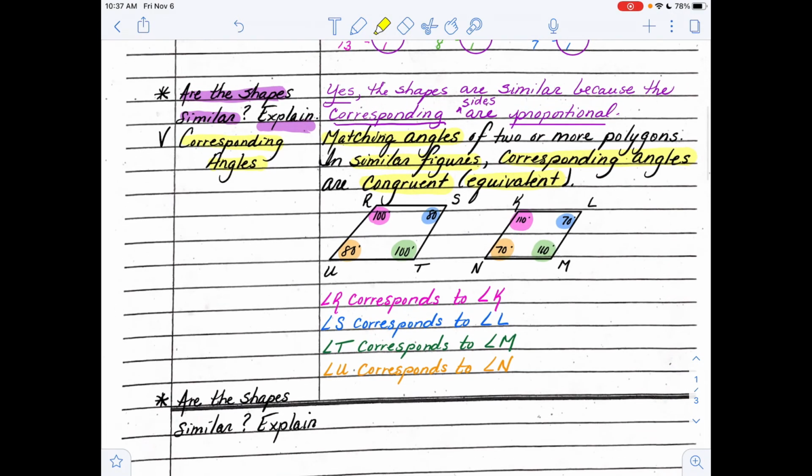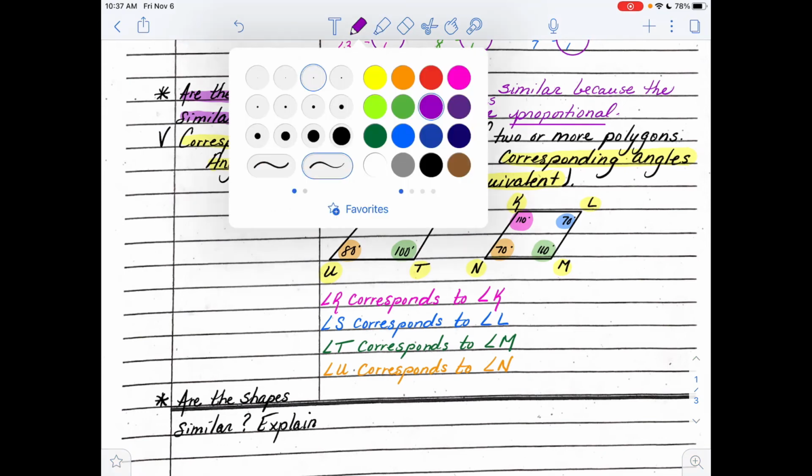So let's look at this one. You can see I've already kind of given you a nice little outline that angle R here would lay on top of angle K, and they're both in pink. S would lay on top of L, which I put in blue. T would lay on top of M, which would be green, and my U would lay on top of N, which is an orange. So those are my corresponding angles, and I wrote them out here for you.